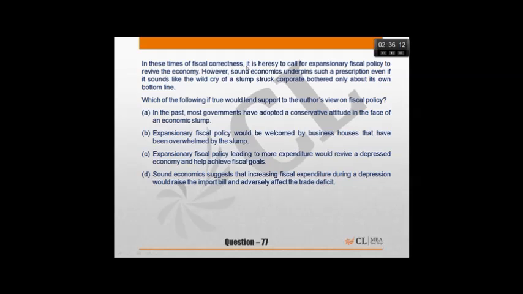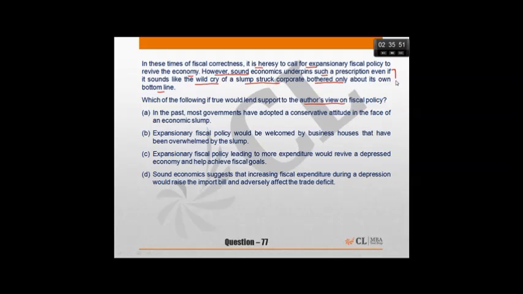In these times of fiscal correctness, it is heresy to call for expansionary fiscal policy to revive the economy. However, sound economics underpins such a prescription, even if it sounds like the wild cry of a slumstock corporate bothered by only its own bottom line. Which of the following, if true, would lend support to the author's view on fiscal policies?